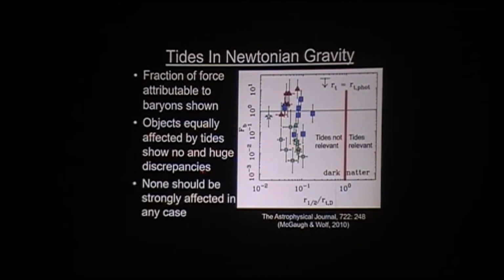But more importantly, none of them should be affected by tides anyway, because they're all maybe 10 times too small to be affected by tides. And because tides scale with the cube of radius, it means that the tides should be subdominant by 3 orders of magnitude. So the tides shouldn't really have been affecting the data that much, is what this article showed in the context of the standard model.